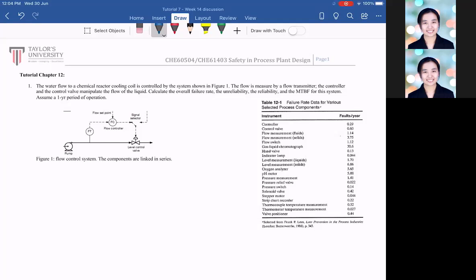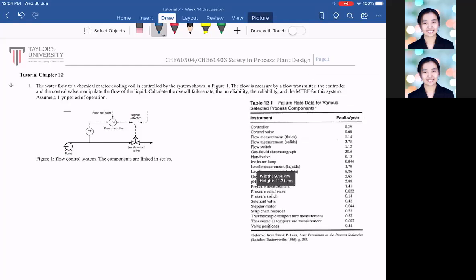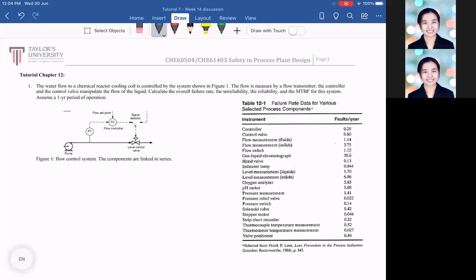Okay, so the water flow to a chemical reactor cooling coil is controlled by the system shown in this figure. The flow is measured by a flow transmitter, and the controller and the control valve manipulate the flow of the liquid. Calculate the overall failure rate, the unreliability, the reliability, and the mean time between failure for the system. So I have copied the table for you to see over here. Let me enlarge it a little bit so you can see.